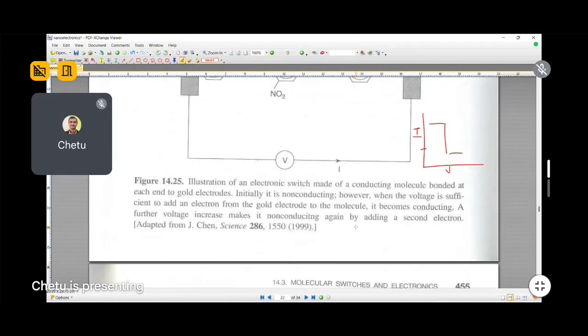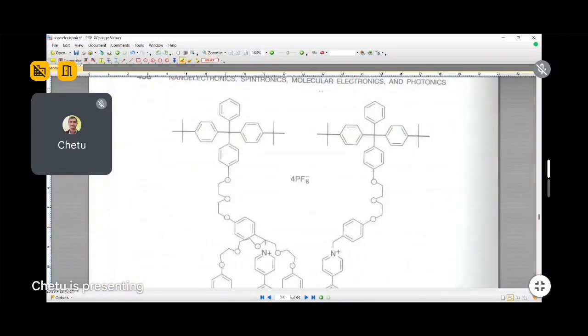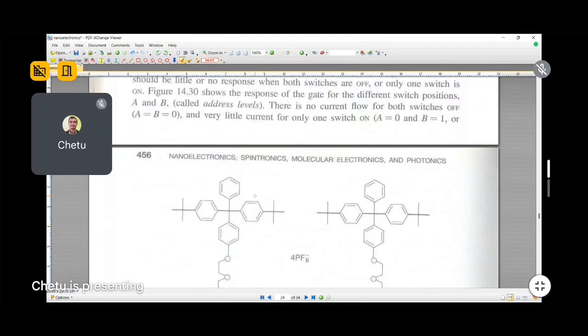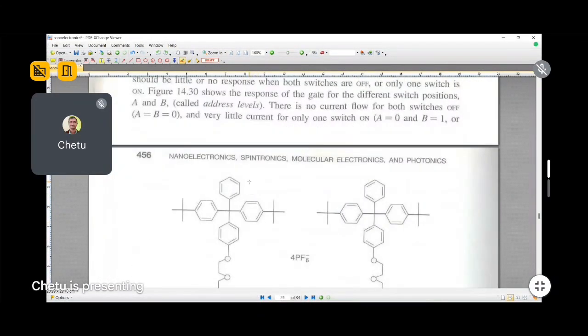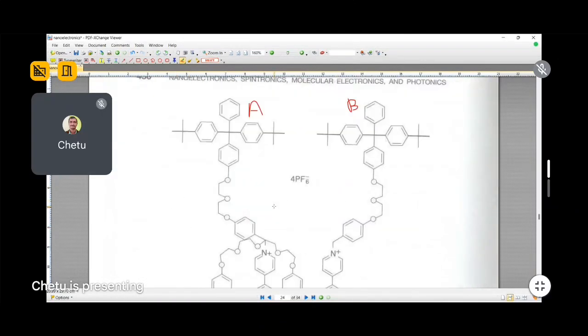So this is the switch that can be used, and gold can be used in this. Now this is one type of molecule. We don't need to remember the structure. This is rotaxane. So you can just represent that it has two ends, A and B inputs, and there is an output Y. Okay. So this molecule behaves like a logic gate, A, B, and Y, and this has the operation Y is equal to A dot B. So this particular molecule behaves like an AND gate.